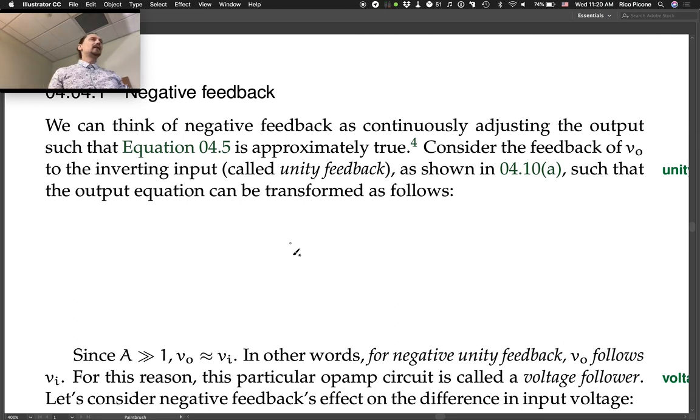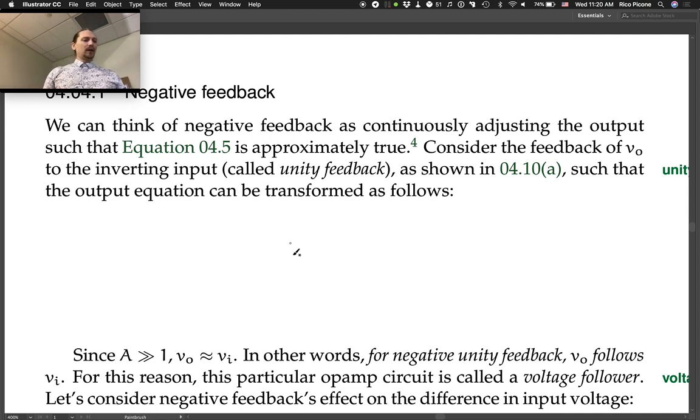When we do analysis of op-amp circuits, typically we're trying to write the output voltage as a function of the input voltage, okay? We have control of the input, so we can control the input, and then we can get some output for it. So if you want to know what the output's going to be, you want to know it as a function of the input. So that's what we're aiming for here. So let's do some analysis.